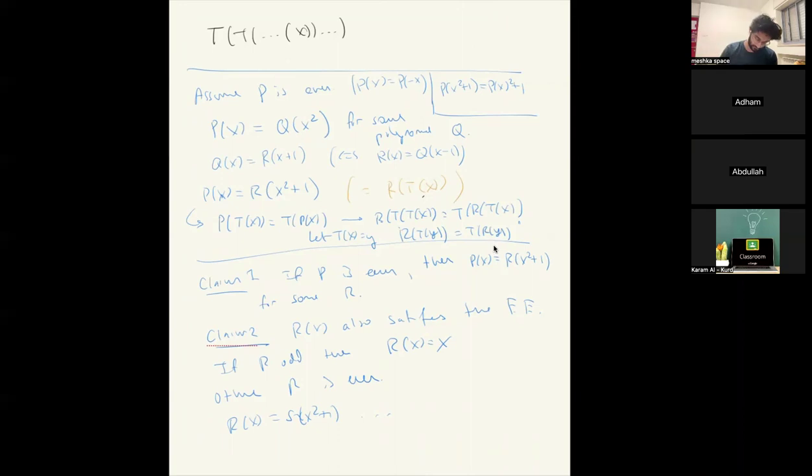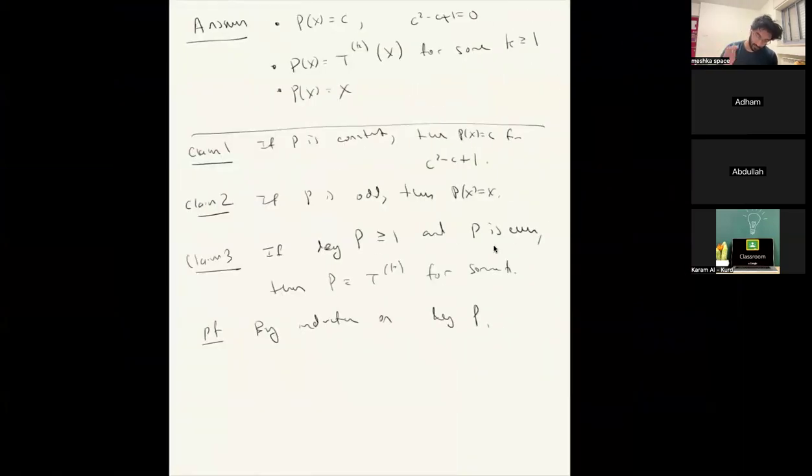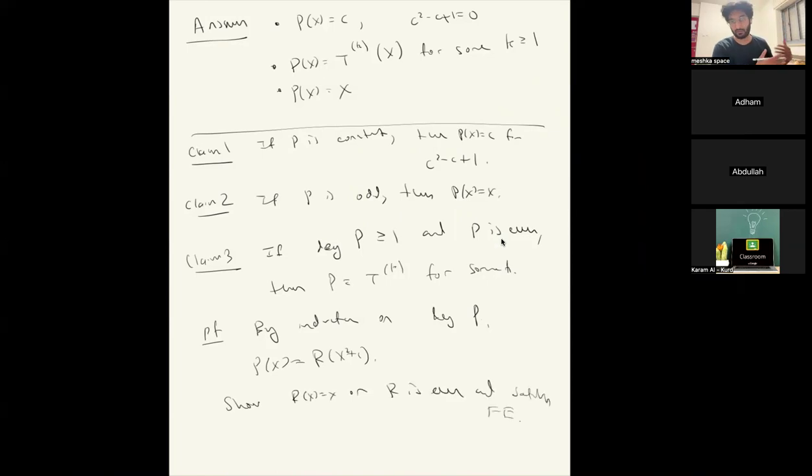Yes. Okay, so we use induction on the degree of P. What does it mean? It means P of x equals R of x squared plus 1. And then we show that R of x equals x, or R is even and satisfies the functional equation. So in the first case, we're done. In the second case, we invoke the inductive hypothesis. Does it make sense?